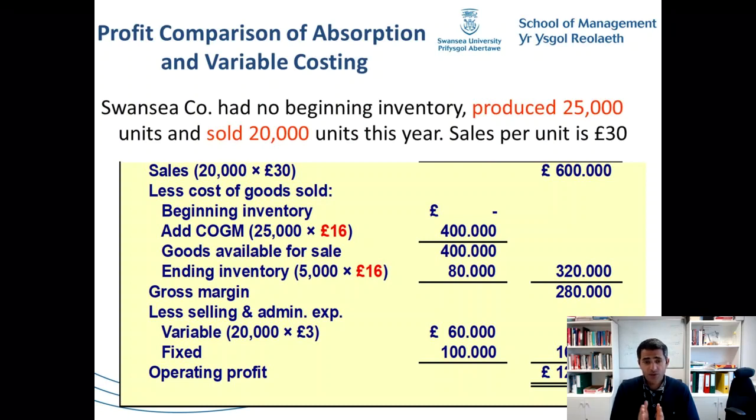So again, now if you deduct the gross margin from the total period cost, or total selling and admin, so 280 minus 160, that comes to £120,000. And this is what we call operating profit. This is the operating profit. Is that clear, guys? Very, very simple, very easy to follow.